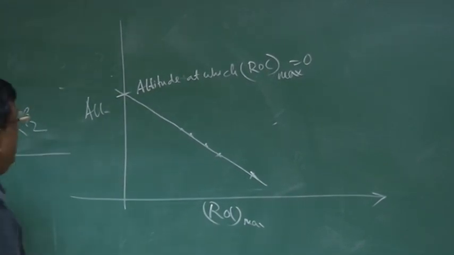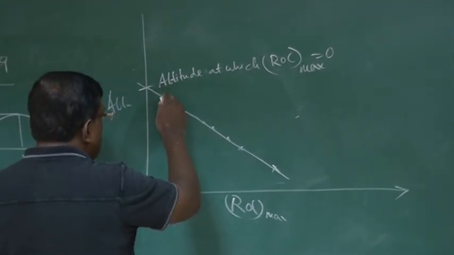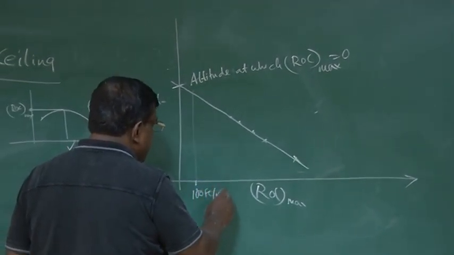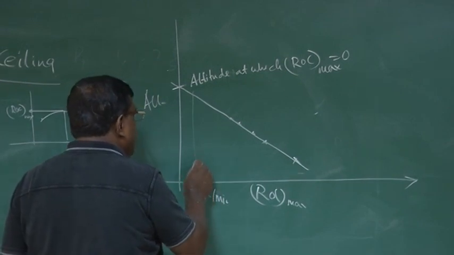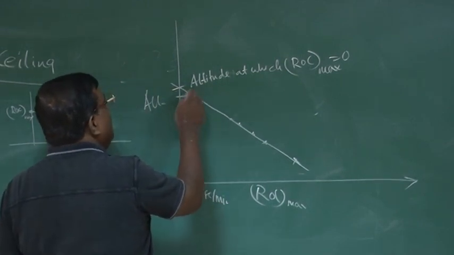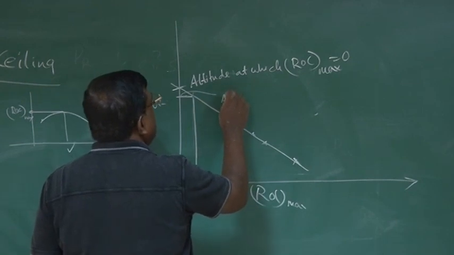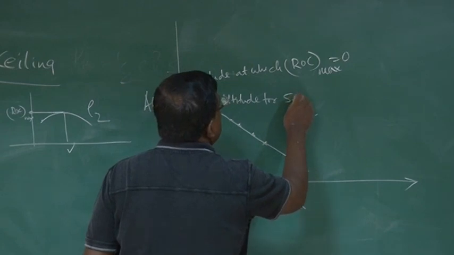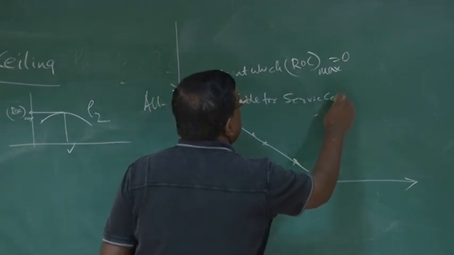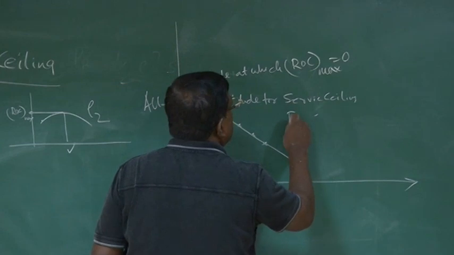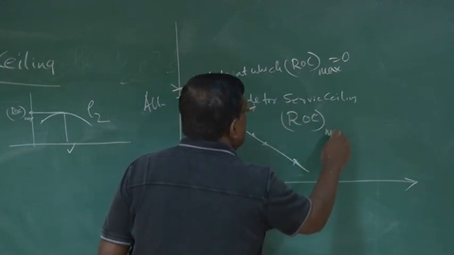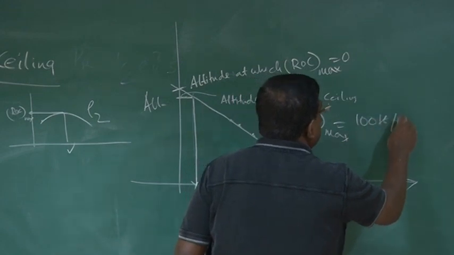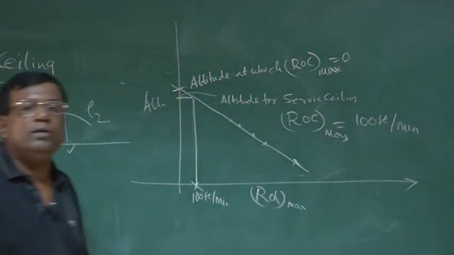You want to find service ceiling. So you find here, what is this point which corresponds to 100 feet per minute? Take that point and go up and see what is that altitude. So this is the altitude for service ceiling, where ROC max is 100 feet per minute. That's all. Your job is done.